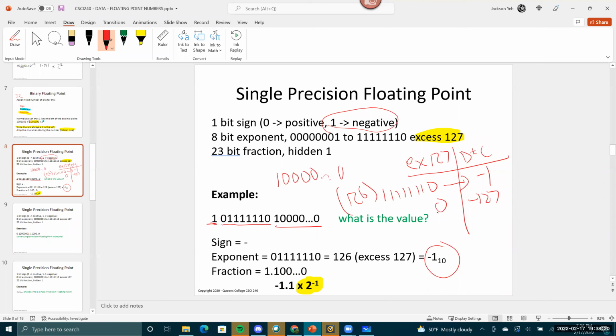That's my fraction. But remember, there's a hidden 1 I didn't have to encode. So it's actually 1.100. And that's what I have down here. Okay, I can get rid of the extra zeros because I can put an infinite number of zeros after it and it would still be the same value. So I just decided, you know what, I'm just going to write it as 1.1. All right, and that's how you end up with the answer down.